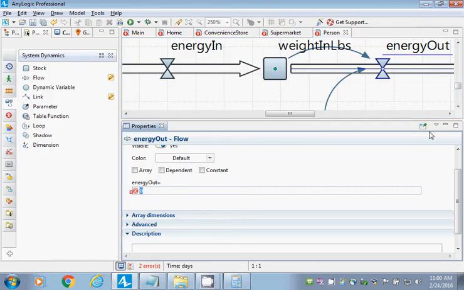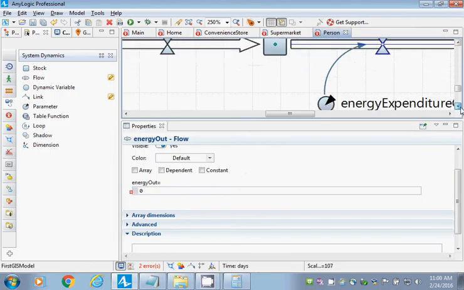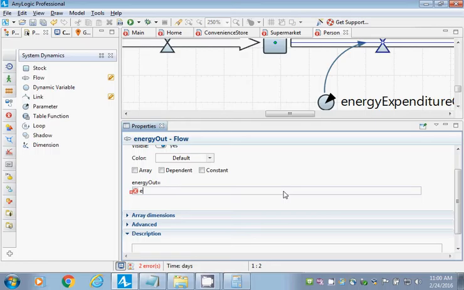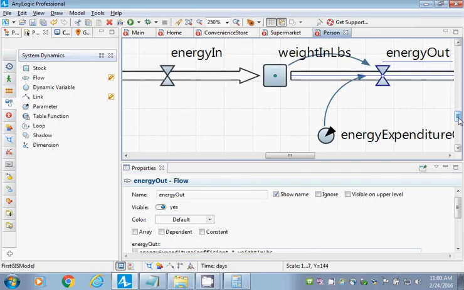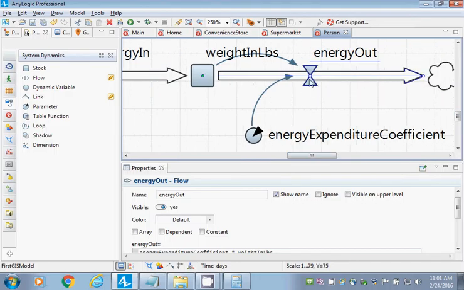So energy out here, the formula for this is energy expenditure coefficient times weight in pounds. So energy out is energy expenditure coefficient times weight in pounds. Okay? That's a self-limiting flow. As weight goes down, for a given energy expenditure coefficient, the rate of energy expenditure will go down, so weight will go down less quickly.